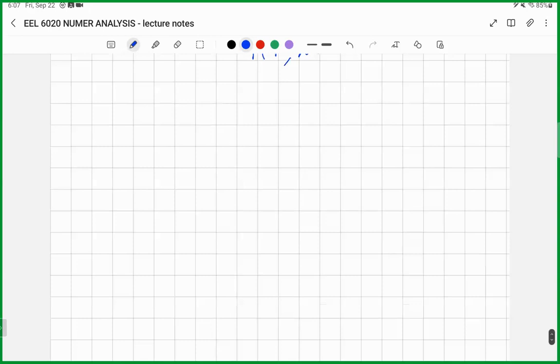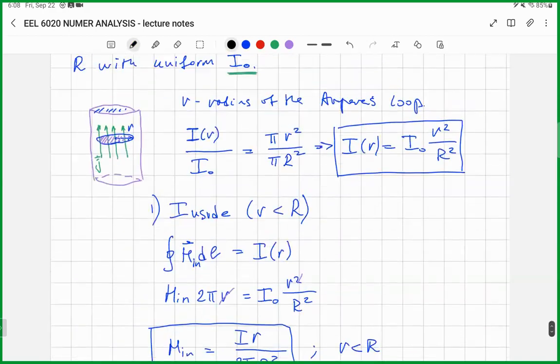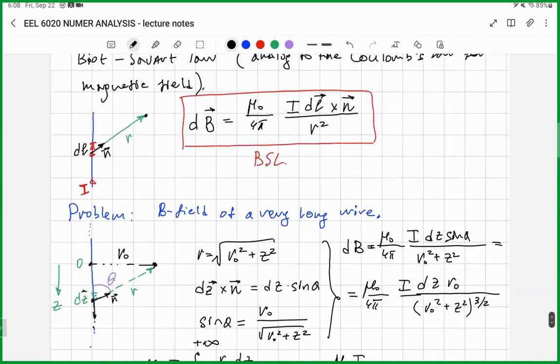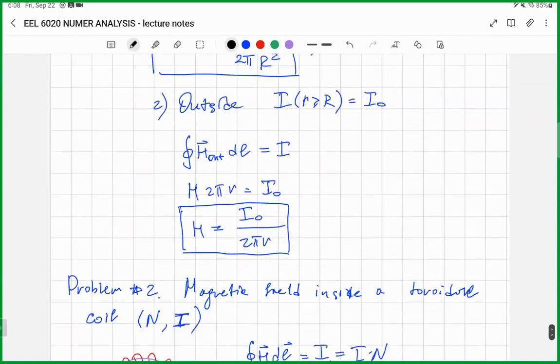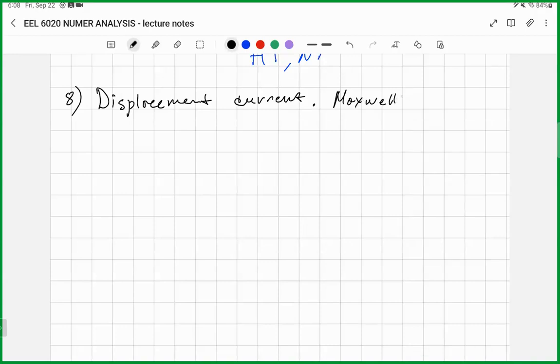In this case, we get another type of current, which is called displacement current. I believe it's point number 8 now. Point number 8: displacement current. And here we also discuss the Maxwell addition.